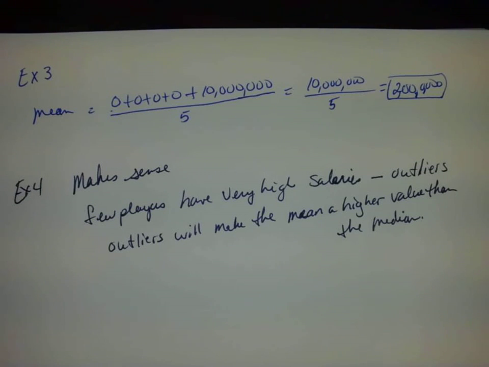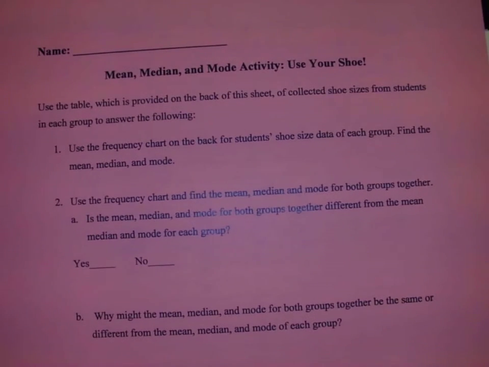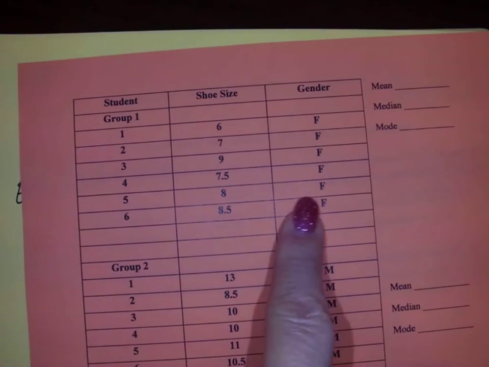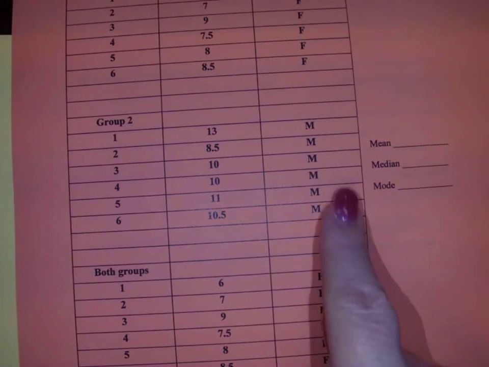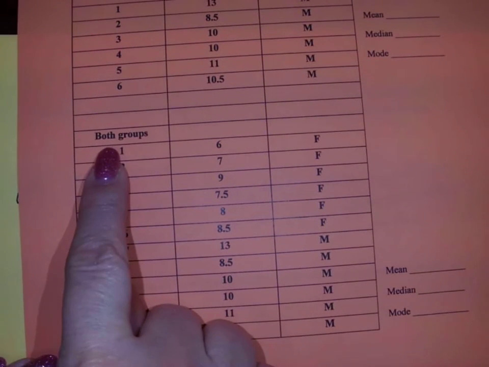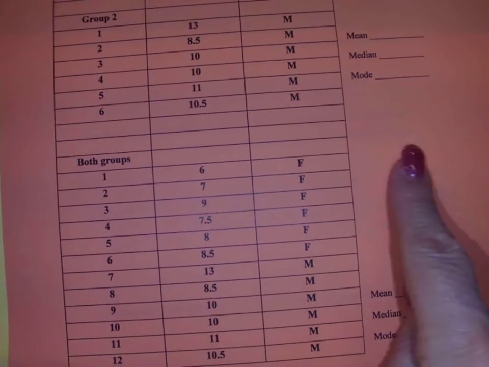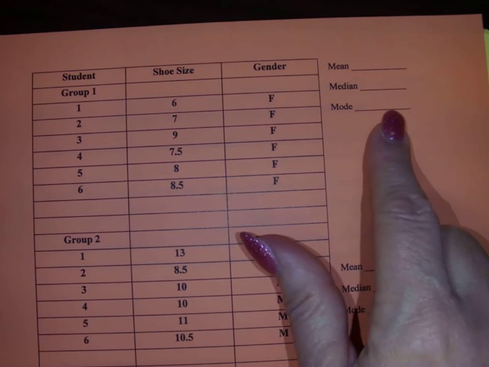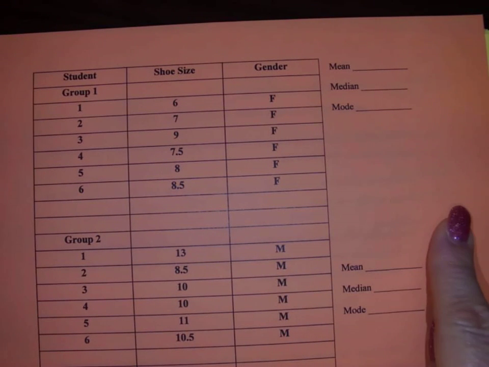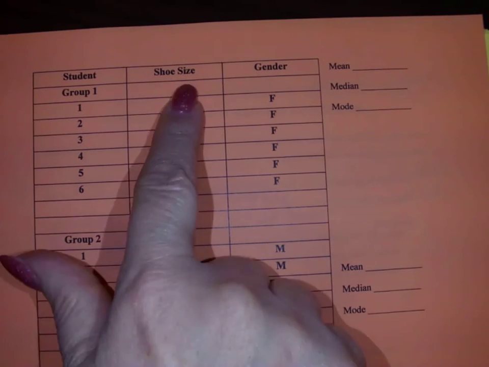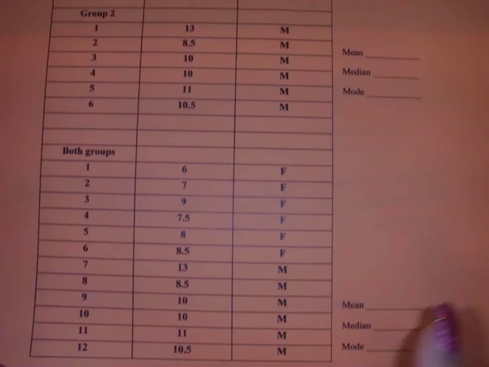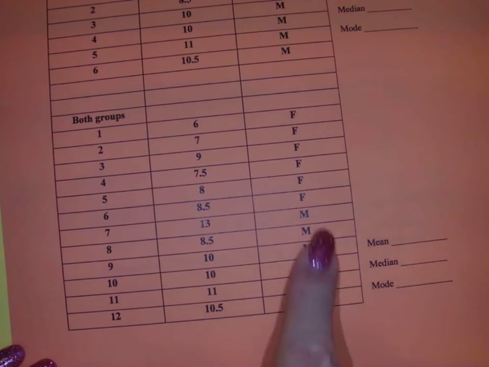Alrighty, so let's talk about what you've got to do. You've got homework and you have another activity. This is mean, median, and mode. On the back is your data points. You've got group 1, it's all female shoe sizes. Group 2 is all male. And then you're going to do both groups, female and male. There's some space here for you to do your work. The blanks have a space for your answers. And I want to see the work involved in finding your mean, median, and mode. These are not in numerical order, so be careful about that. You'll also find it here. And then you've also got some space down here to work this last one.